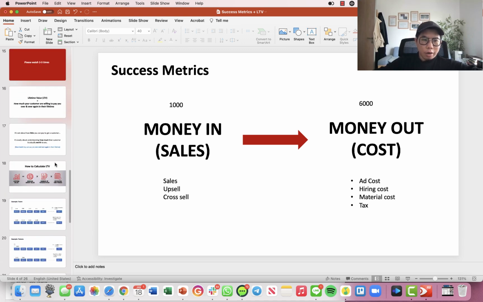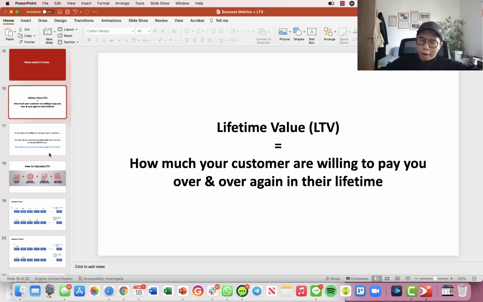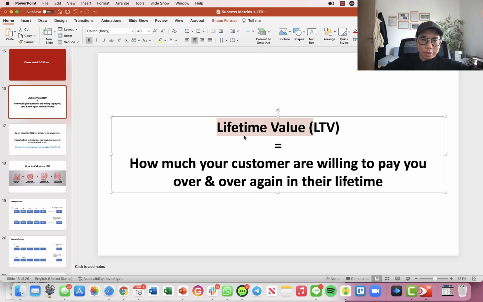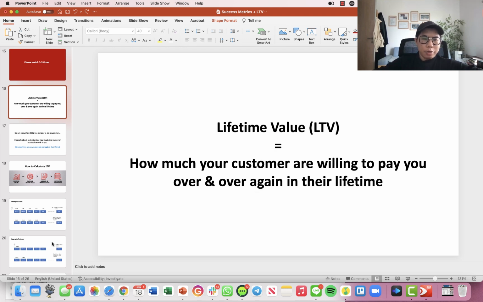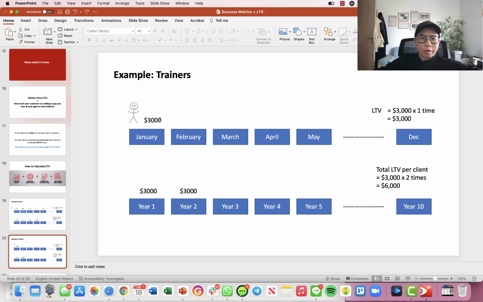Usually we look into this closely because this is the ultimate measurement. So let me use another example with trainers. Let's say one customer only comes to your training one time, that's it, and then they don't pay you anymore. So let's say you want to hit 50,000 per month, then you need to find another customer to pay you another 3,000, and another customer to pay you another 3,000. There's nothing wrong with that.